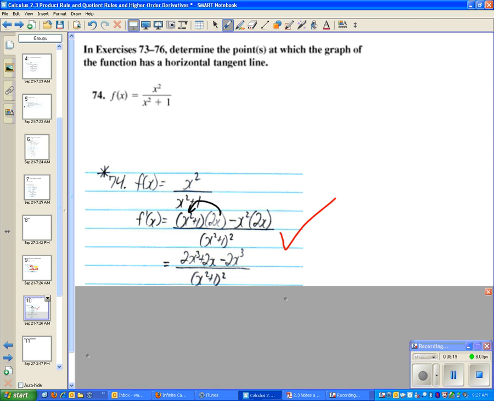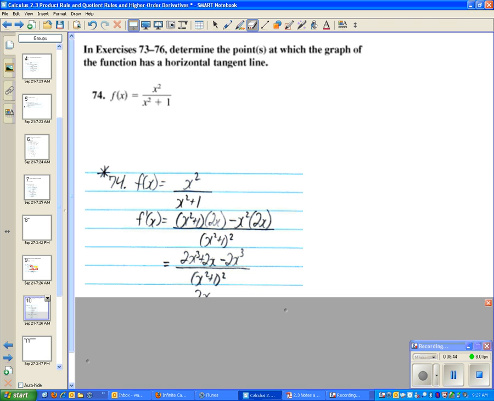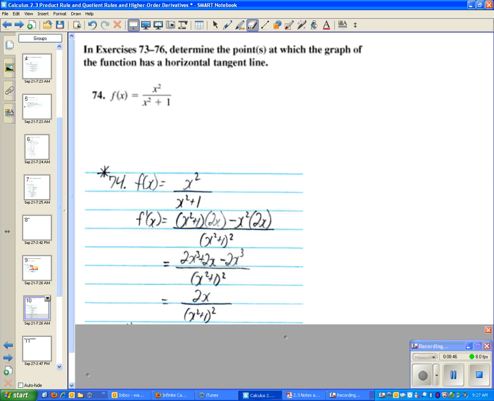All right. So 2x times x squared is 2x cubed. 2x times 1 is 2x. Negative x squared times 2x is negative 2x cubed. The denominator remains x squared plus 1, quantity squared. In the numerator, 2x cubed and a negative 2x cubed is 0, so the only thing left in the numerator is a 2x. So that's our derivative.